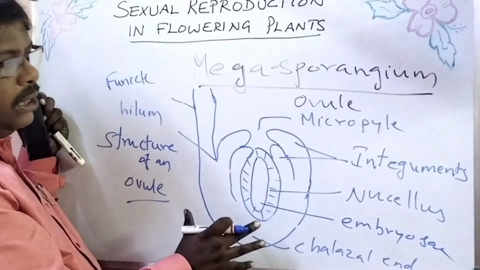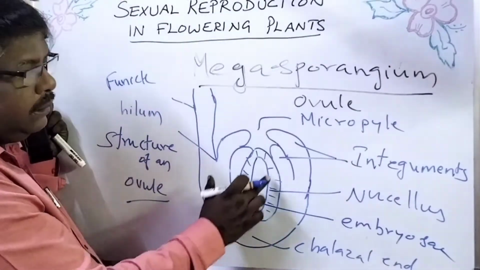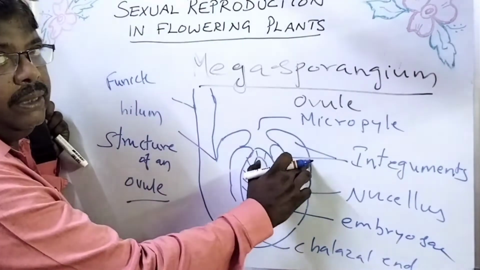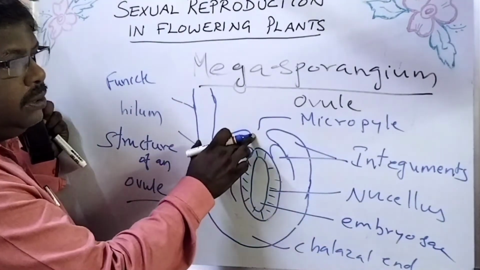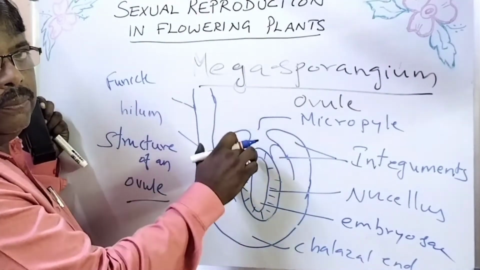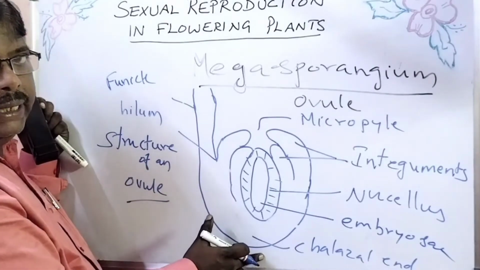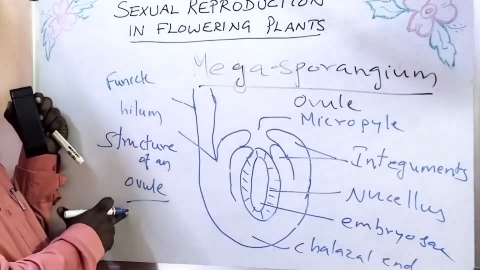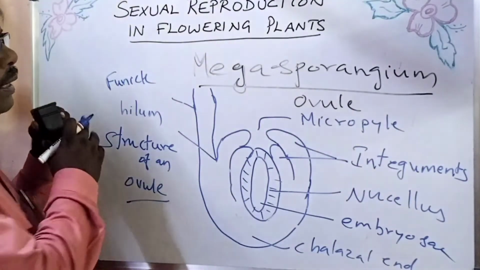So this is the structure of an ovule. This is the embryo sac surrounded by nucellus, the nutritive tissue, then two integuments, protective in function. This one is the micropylar end through which the pollen tube will enter. This is the chalazal end. So that is about the structure of an ovule.